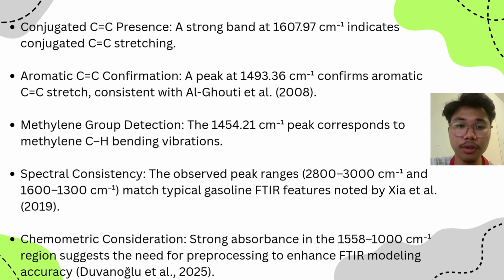Now, let's move on to the fingerprint region. A strong band at 1607.97 indicates the presence of conjugated C=C bond, suggesting unsaturated hydrocarbon content in the fuel. Next, a distinct peak at 1493.36 confirms C=C stretching vibration within the aromatic rings.